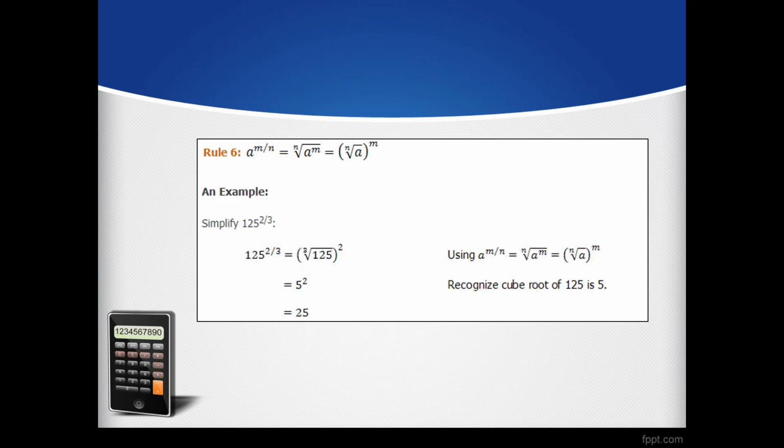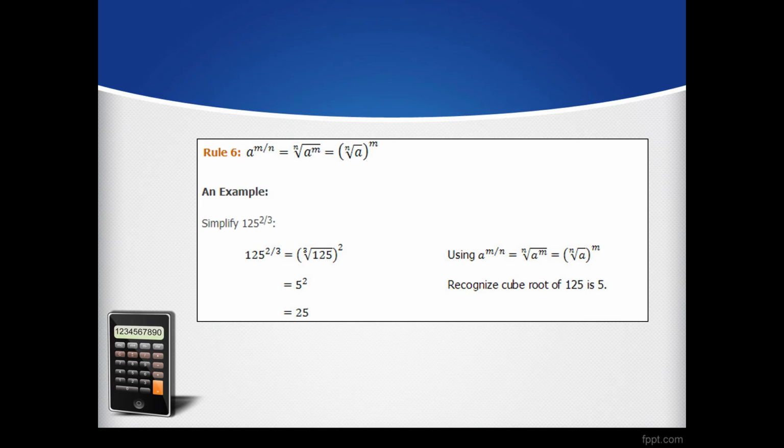Okay, and for rule number 6, this one is the last rule, which is quite confusing, but it's not. Do not be confused. So a raised to m over n is just equivalent to the nth root of a raised to m. Or it can also be the same as the nth root of a, then raised to m. So the quantity of the nth root of a, raised to m.